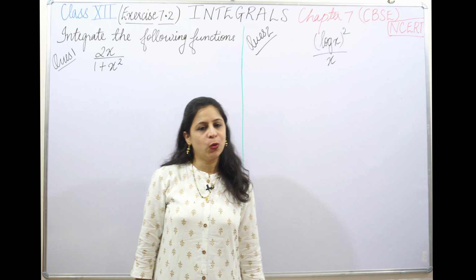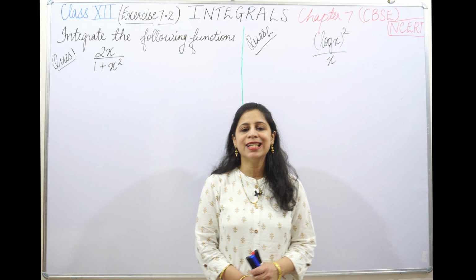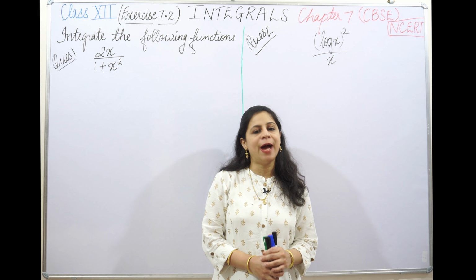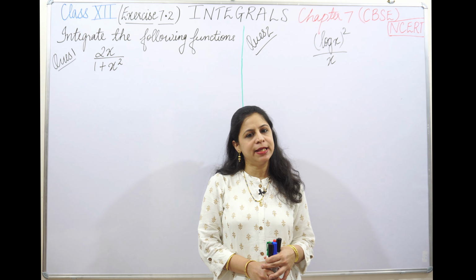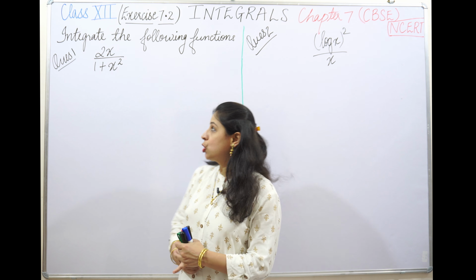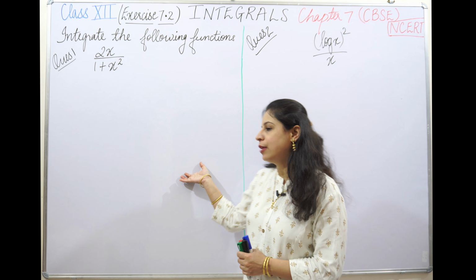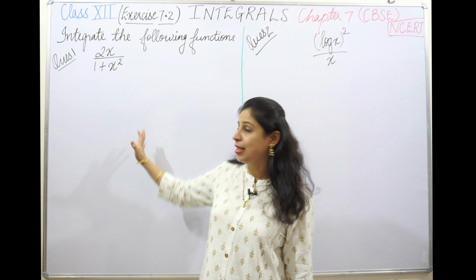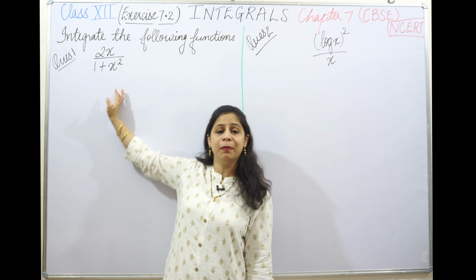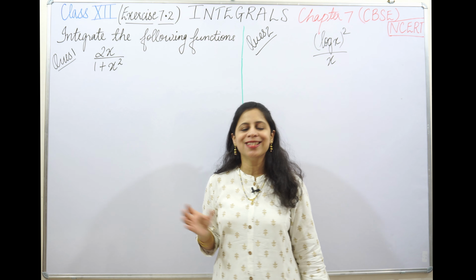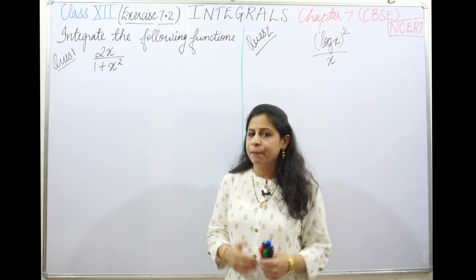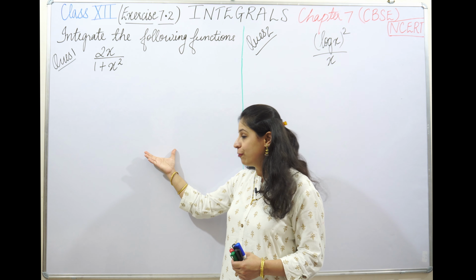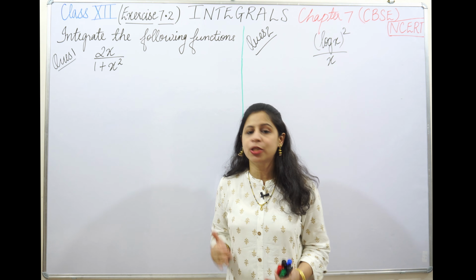So let us start with question number 1 and 2 of exercise 7.2 of chapter 7 Integrals for Class 12 CBSE NCERT. Okay, so we have to integrate the following functions. In the first question, we are given 2x upon 1 plus x square. This exercise basically depicts the method of substitution. We have to apply the method of substitution over here.